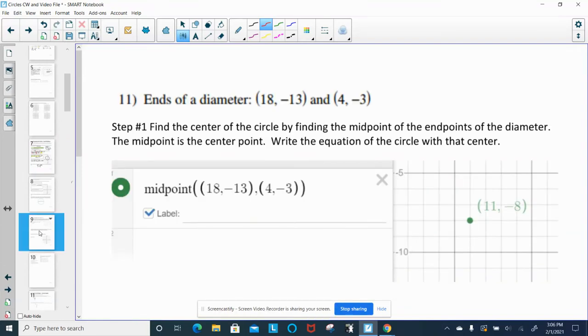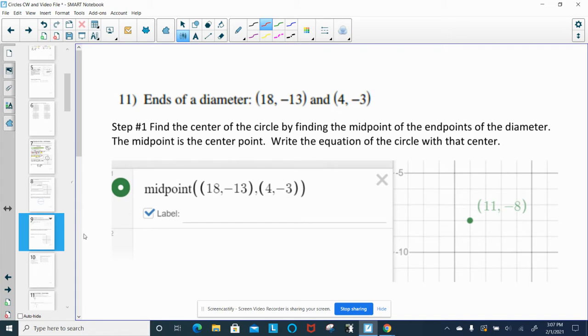Welcome back. We are still in day 2. We are doing some harder problems with the equation of a circle. In this particular situation, we are given the ends of a diameter. We have 2 points. We have an 18, -13, and a 4, -3.